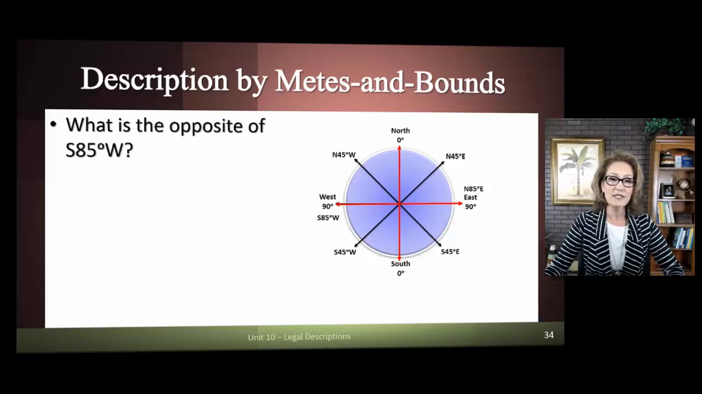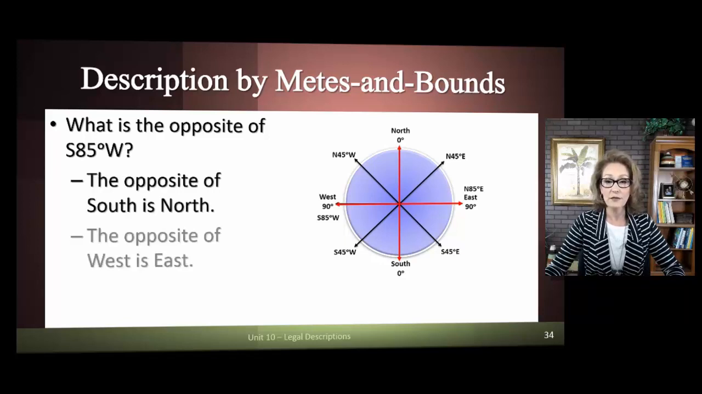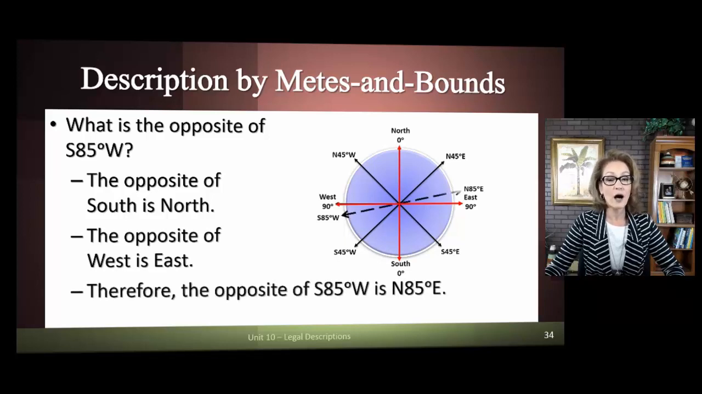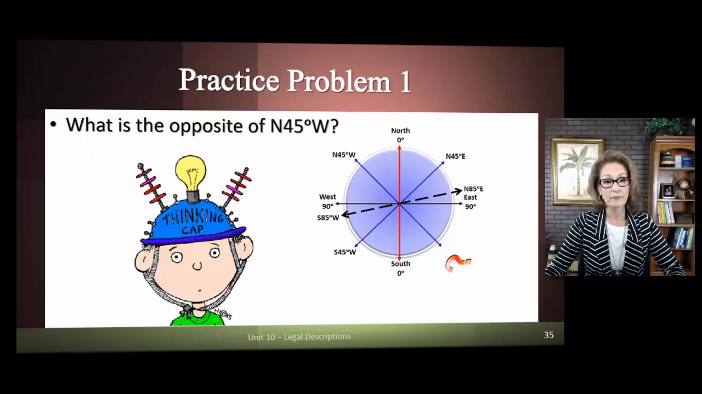So what is the opposite of south 85 degrees west? The opposite of south is north, and the opposite of west is east. Therefore, the opposite of south 85 degrees west is north 85 degrees east. What is the opposite of north 45 degrees west? South 45 degrees east.